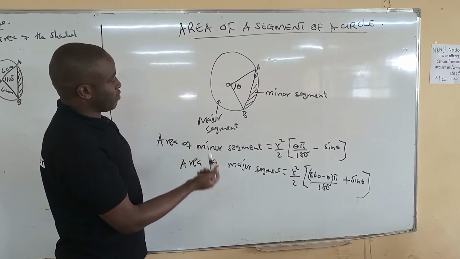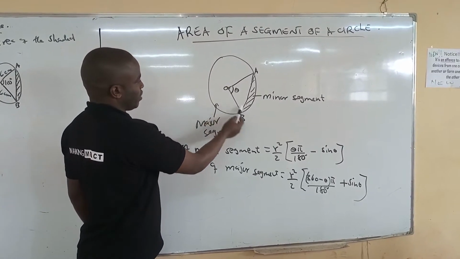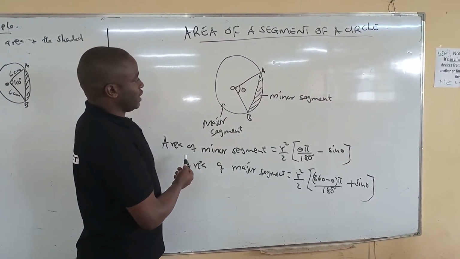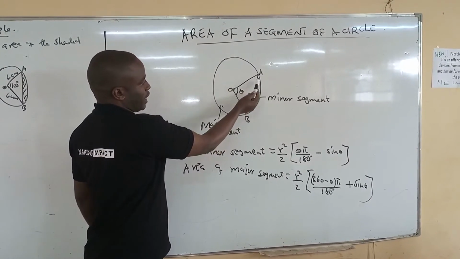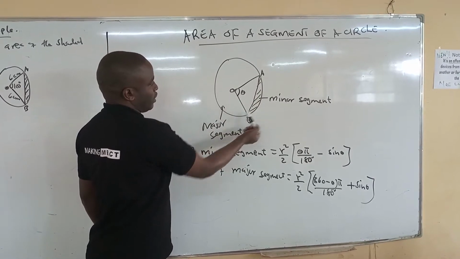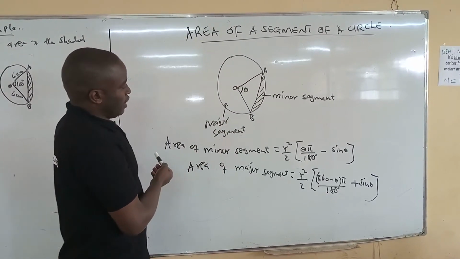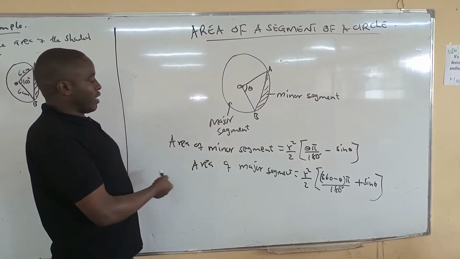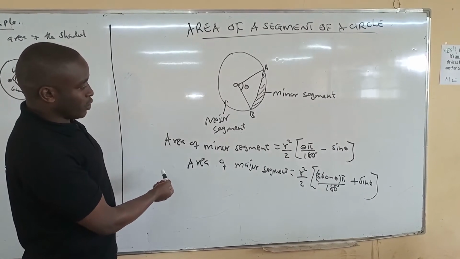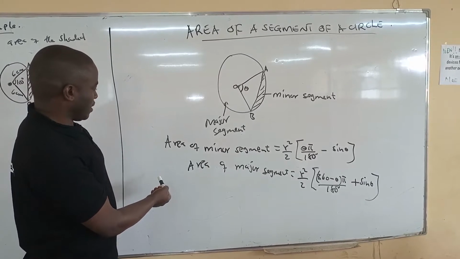So there is a very simple way of even finding the area of the major segment if you are asked. You find the area of the whole circle, then subtract the area of this sector, and you find the area of the major segment. So instead of doing all those, there are very simple formulas that I've written down for you, and if you use these formulas, you get the exact areas.